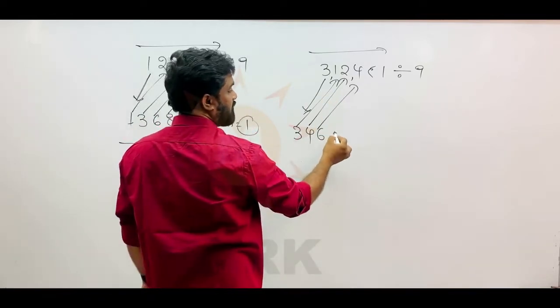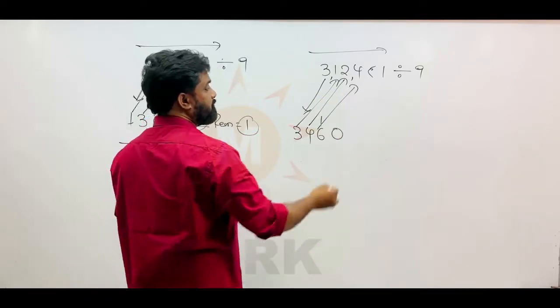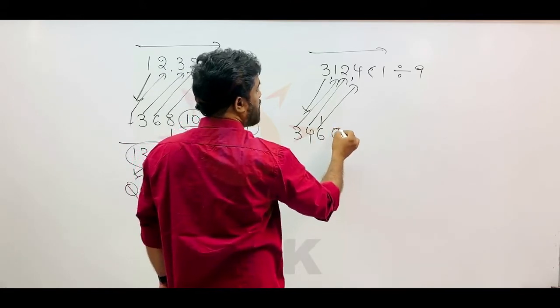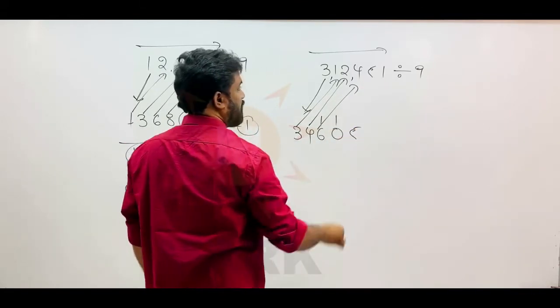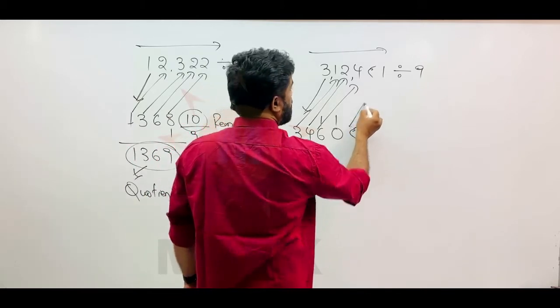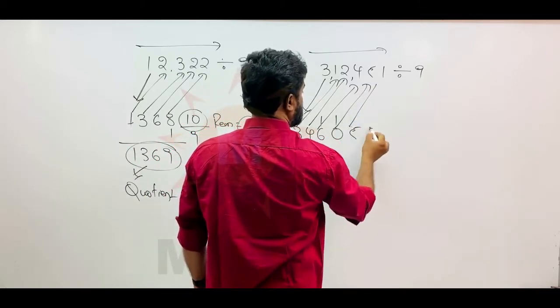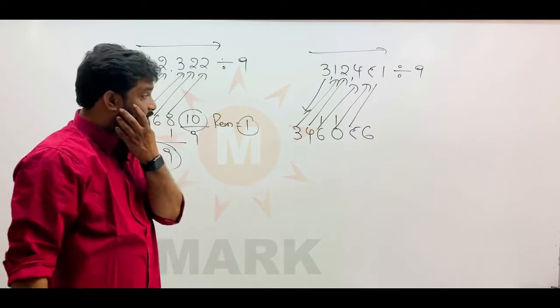10 means carry forwards are coming. You have to write it here first like this. Again, this 10 plus 5 makes 15. So 15 means 5 here, with 1 carry forward. And 5 plus 1 gives 6.